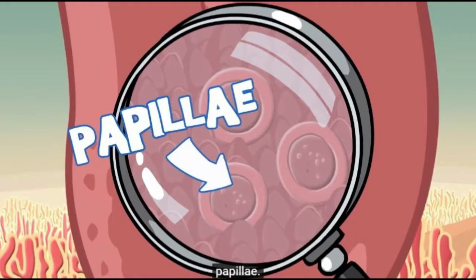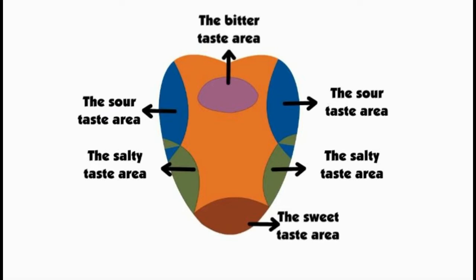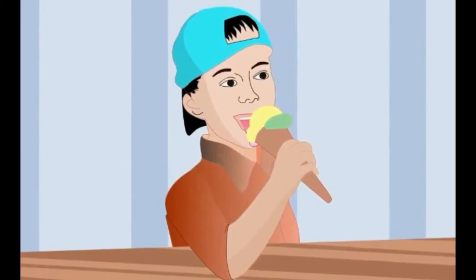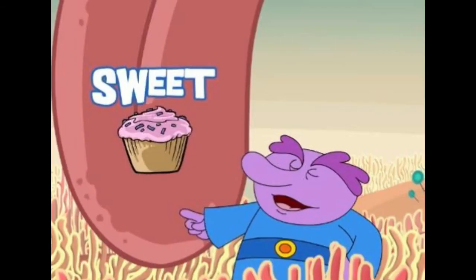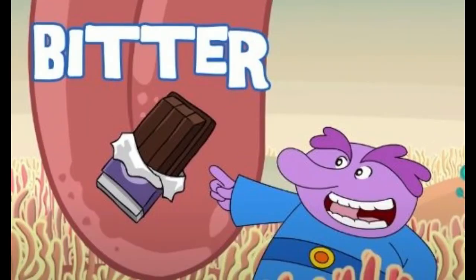The upper surface of our tongue has tiny bumps. These bumps contain the taste buds. Four kinds of taste buds are grouped together on certain areas of the tongue. They help to taste four kinds of taste: sweet, salt, sour, and bitter.